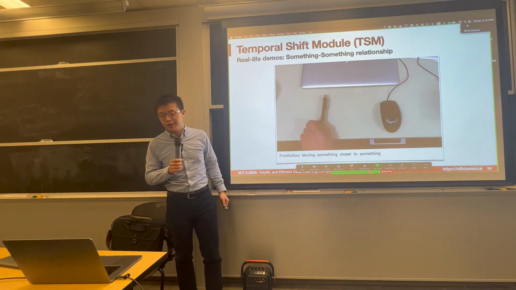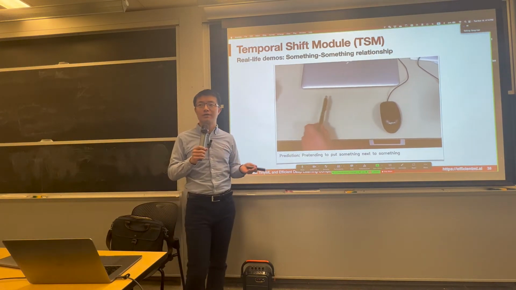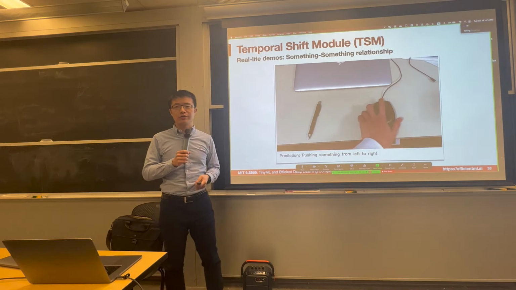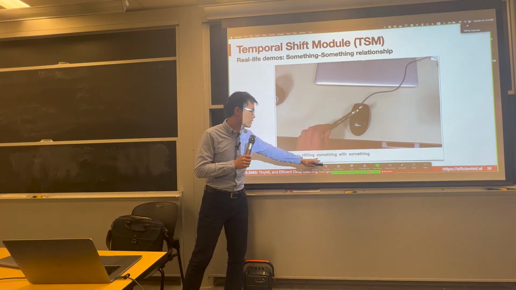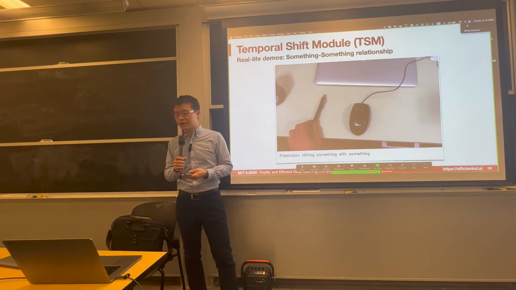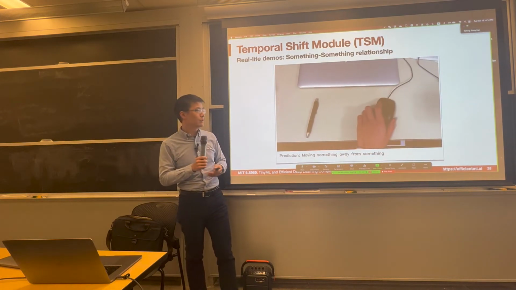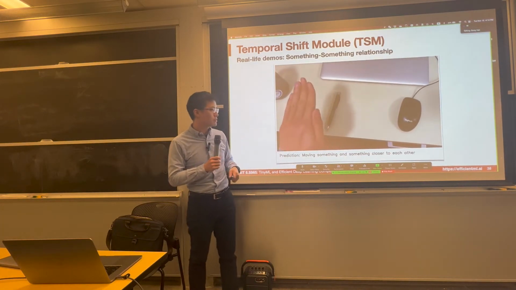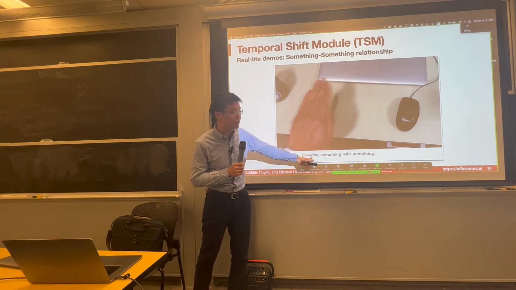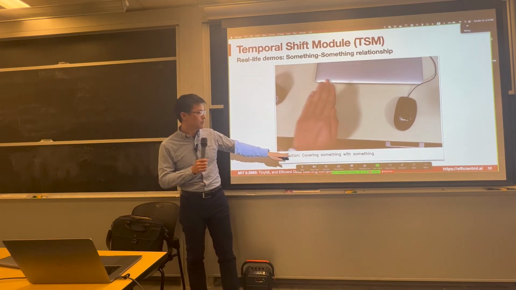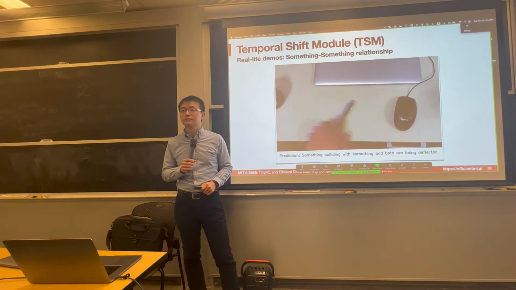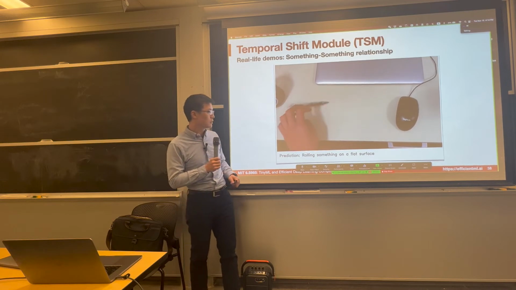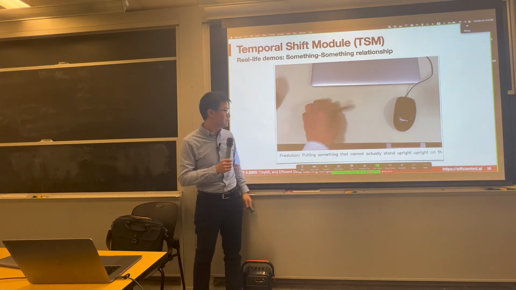Here is another real life demo on the Something-Something dataset, which has a lot of labels such as hitting something with something. We can predict very accurately what's happening in the video. Moving something away from something, covering something with something. Or rolling something.